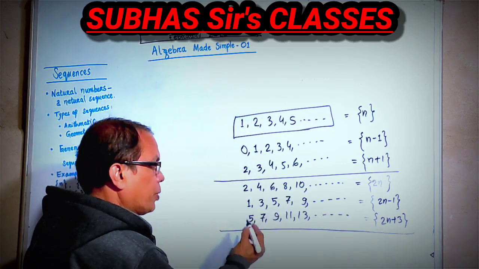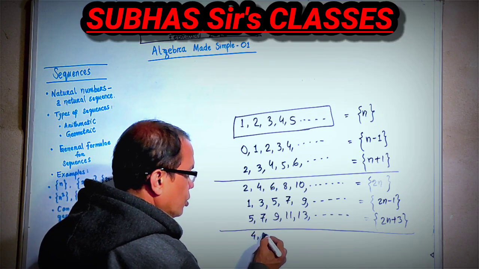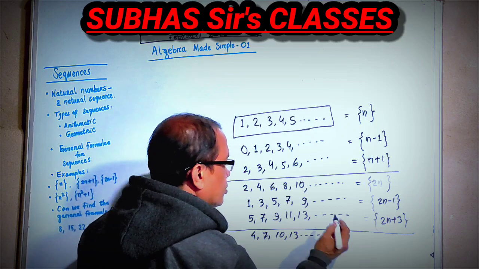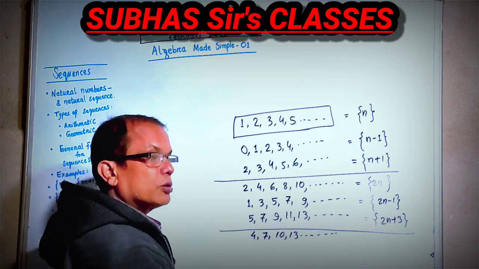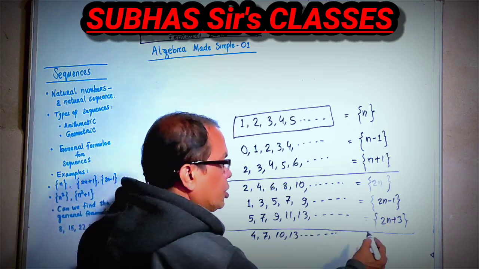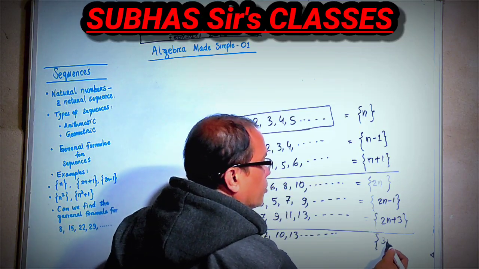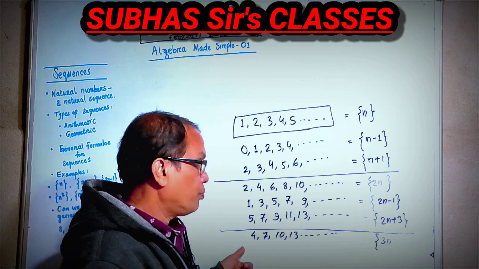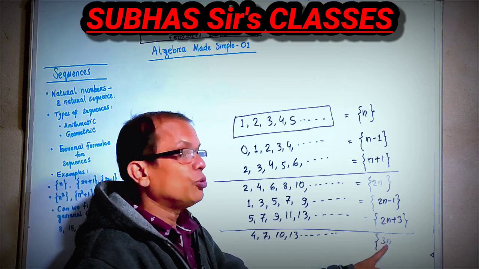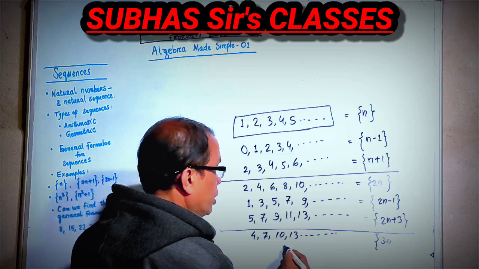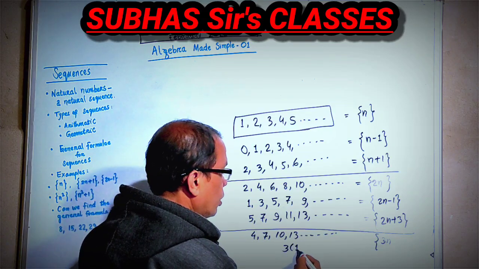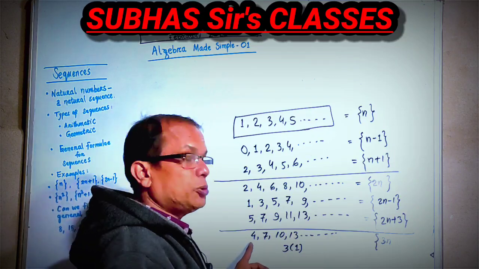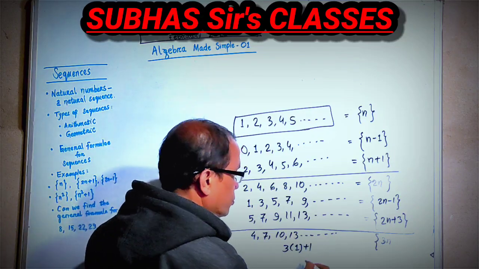And what if I take another one like 4, 7, 10, 13? Since numbers differ by 3, this should be a sequence starting with 3n. And how did the first term come? The first term comes when you take n is equal to 1. So when you take n is equal to 1, you get 3 into 1. How much do you get actually? You have already got 3. What to do to reach 4? You have to add 1.